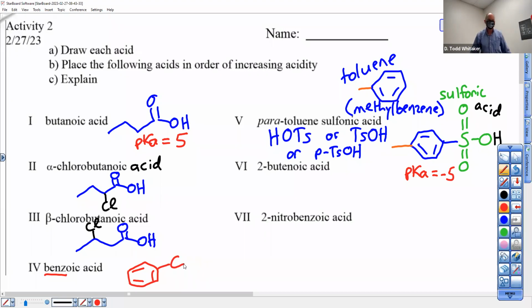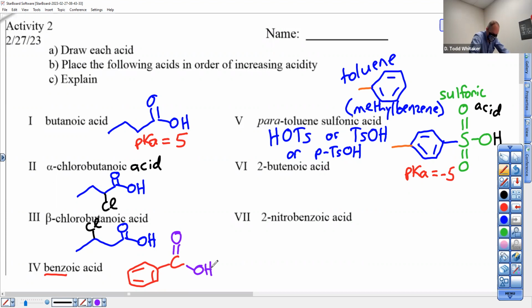There's your minimum. Now you've got to make that carbon sticking off into what functional group? Carboxylic acid. Well, the red part is the benz, and then we made it a carboxylic acid. So far, so good.